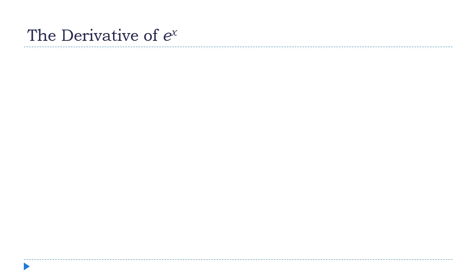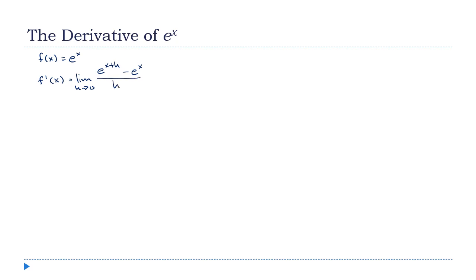Okay, so to do this, first, I need a function. So let's let f of x equal e to the x, and I'm trying to find f prime. Well, to do this, I'm just going to use the definition. f prime of x is the limit as h approaches 0 of e to the x plus h minus e to the x, all over h.